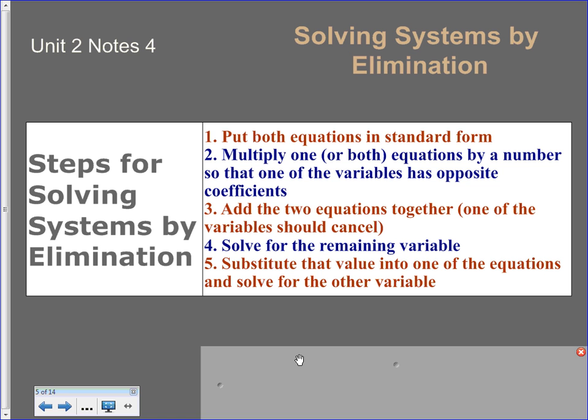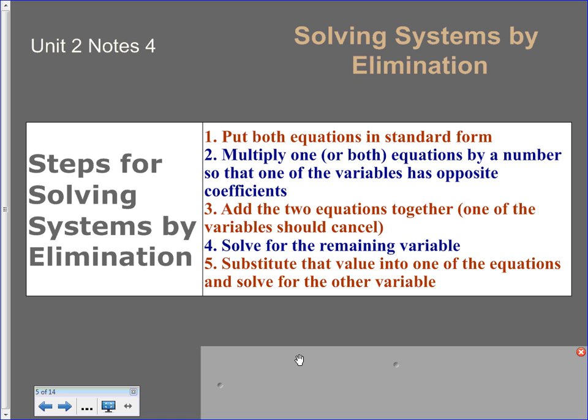The first thing you want to do is make sure that both of your equations are in standard form, which means that your x's and y's are on one side, and your thing that's just a number, that constant, is on the other side. Then you're going to multiply one, or sometimes you have to multiply both of the equations by a number so that one of the variables has opposite coefficients. So we're looking for the same number with opposite signs. So you have to think logically about how you can make that happen.